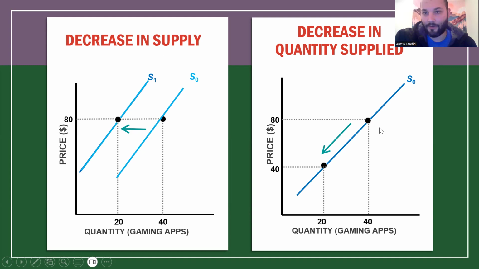Again, we contrast that to a decrease in quantity supplied. Here, the price fell from $80 to $40. At the new lower price, there is a lower quantity of sellers willing to sell, or the sellers in the market are willing to sell a fewer number. So we see that movement along the curve from here to here.